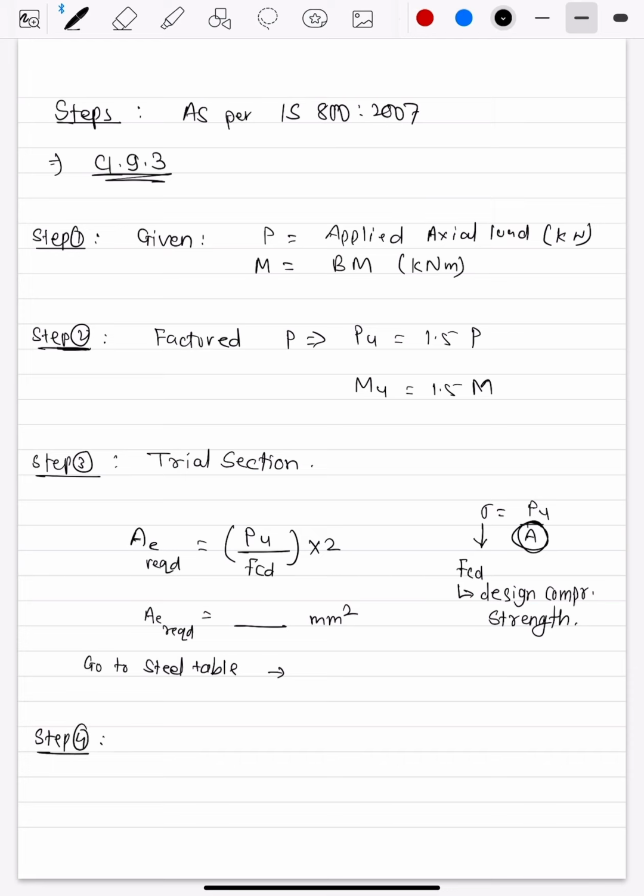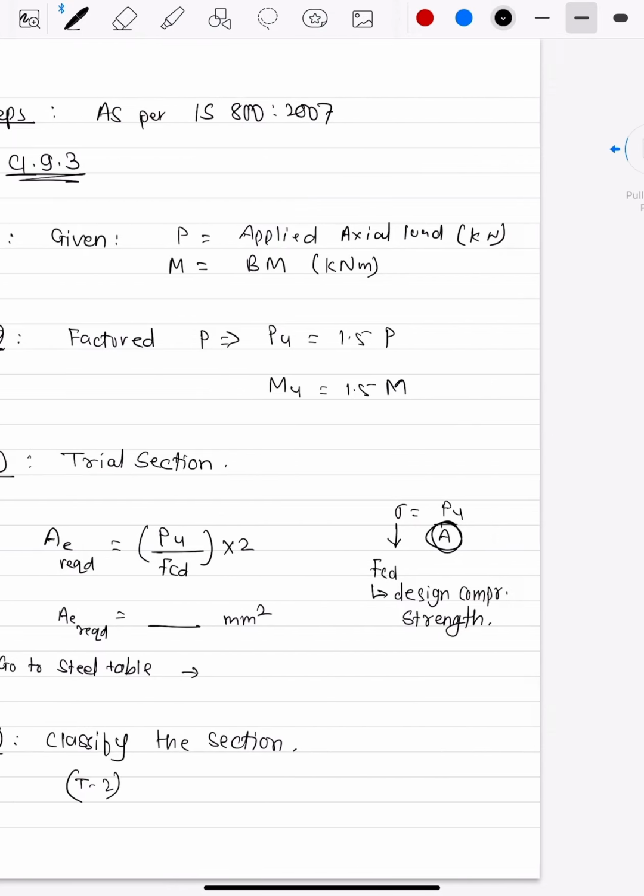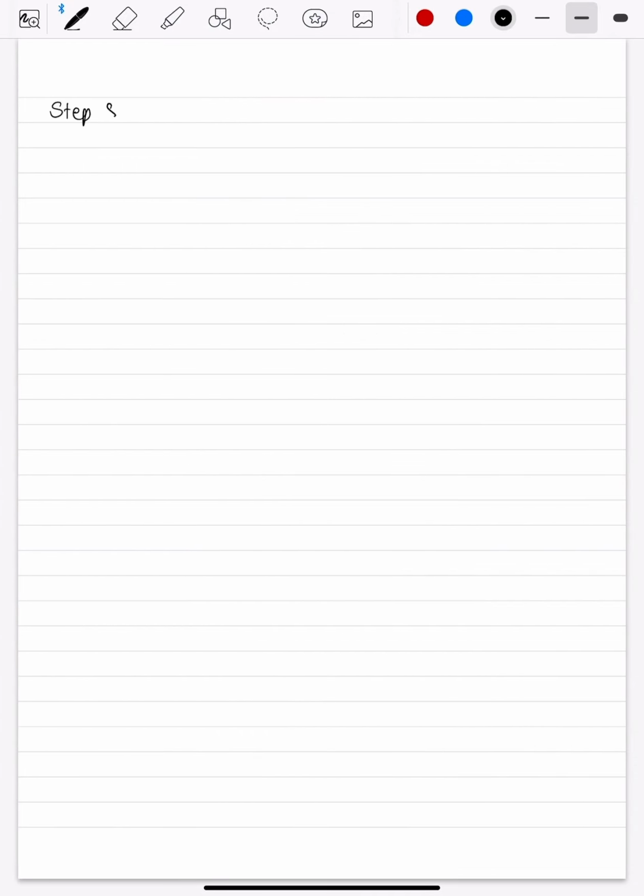Then your step 4. Once you select the section, classify the section. How do you classify the section? Using Table 2. You know how to use Table 2; we can check that when we solve the problem. Then your step 5 comes: find the buckling class of the section.